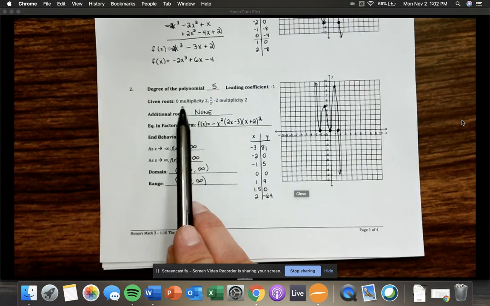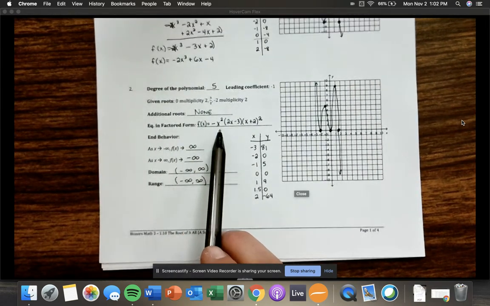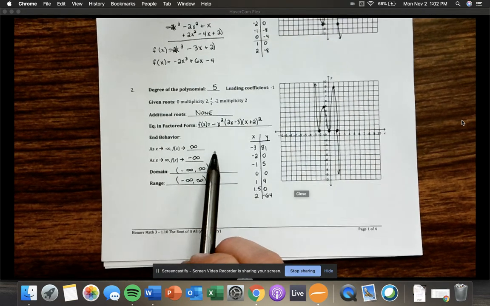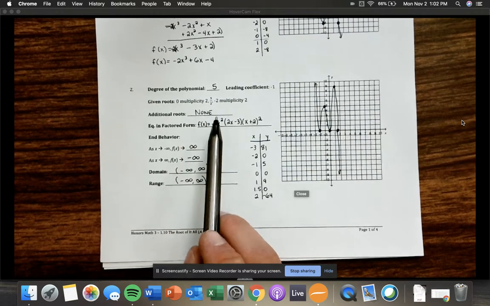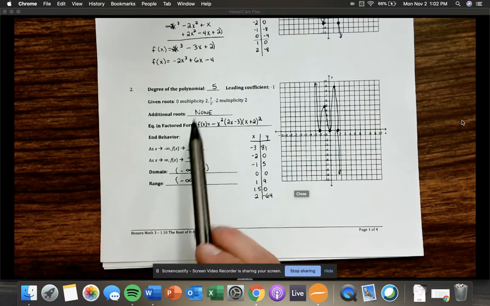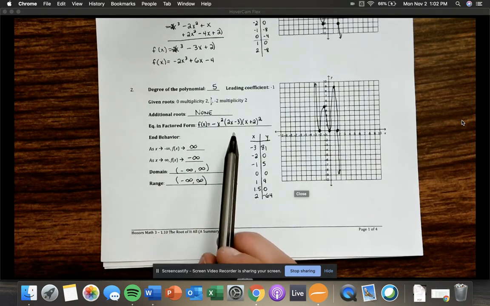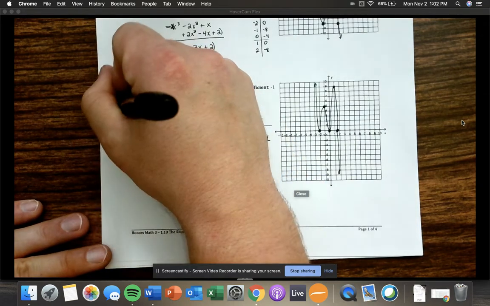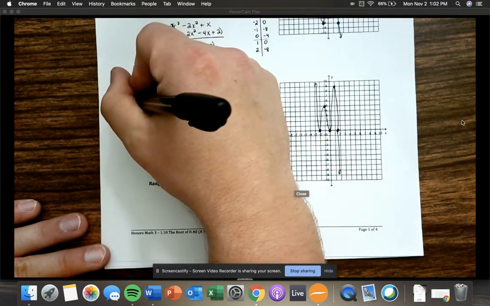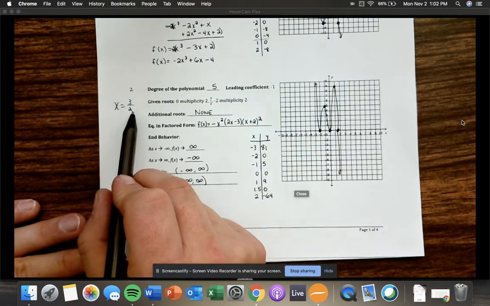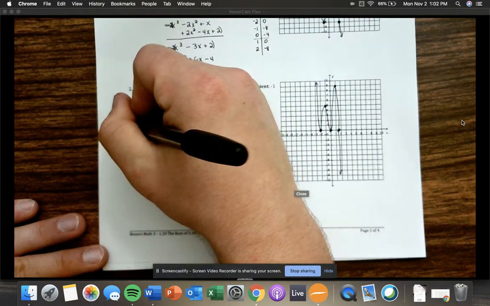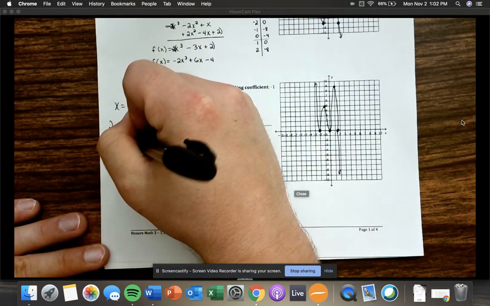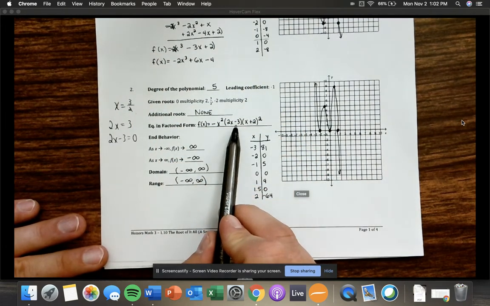A root of 0 with multiplicity of 2 would give us the factor x squared, because we can set it equal to 0. And because it's got a multiplicity of 2, we would put a 2 in the exponent. Then the root of 3 over 2 would give us the factor of 2x minus 3. Because remember, we work backwards. A root means we have x equals 3 over 2, and I want to solve it for 0. So I can multiply this 2 over, and I want to subtract this 3 over. That's how I got this 2x minus 3.